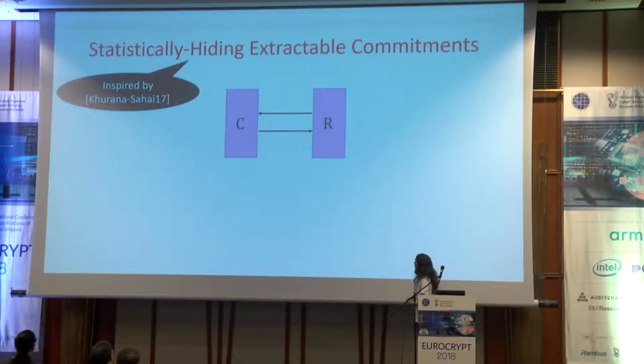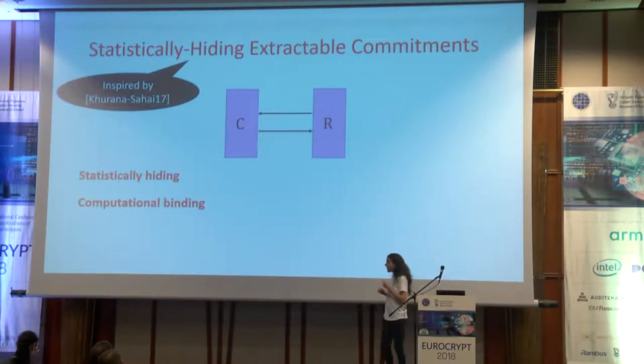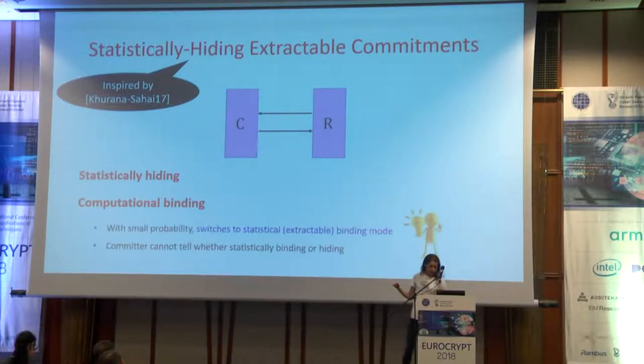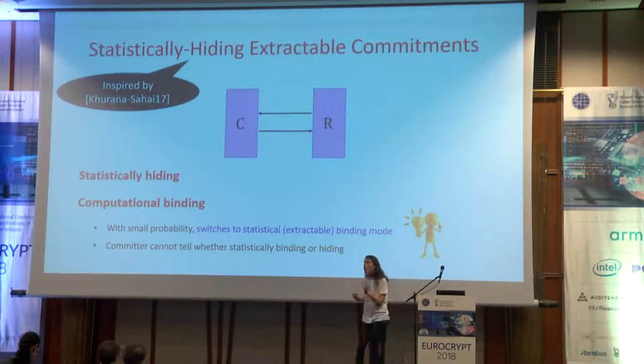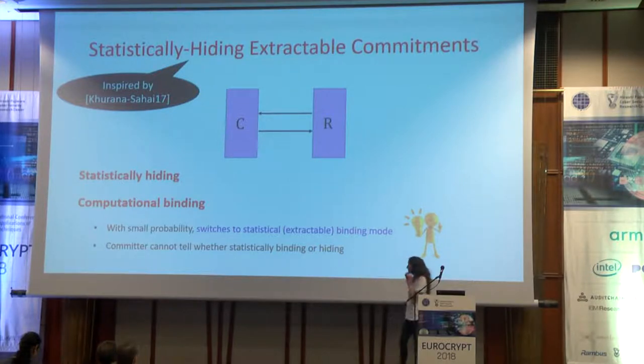And what we construct is a two-message scheme, a commitment scheme, that is statistically hiding and computationally binding, but with some small probability, this commitment scheme switches to a statistically binding and extractable commitment scheme. And the committer cannot tell if he's in the binding mode or in the hiding mode.